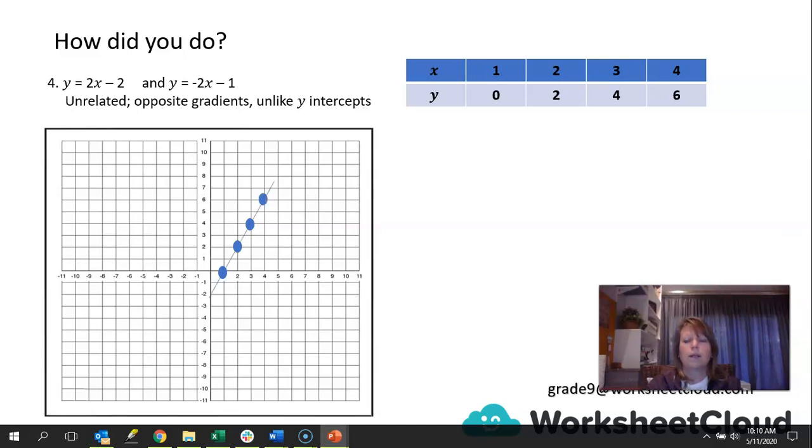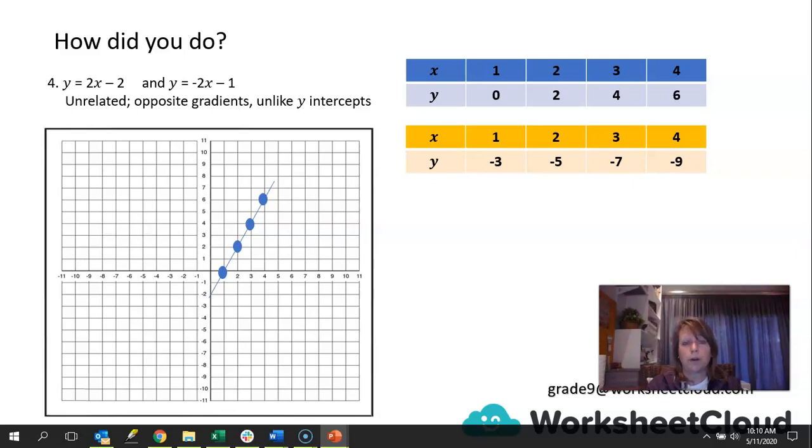Join the lines. Make sure it goes through our y-intercept, which is minus 2. As you can see, it does there. So that is our line. Right. Let's look at the yellow graph. We've now got minus 2x, which is the opposite gradient. So that should tell us that we've got a negative gradient. And now our y-intercept is different.